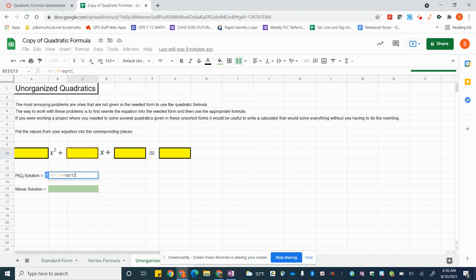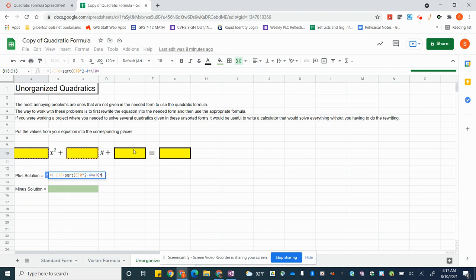Square root of b squared. Again, notice the shift 6 to get the up caret for the exponent, minus 4 times. Again, a spreadsheet has to have some indication of what you are doing between things, so you can't just write 4ac. You have to put that asterisk, or the shift 8, for multiplication. So 4 times a times, and here's the one tricky part.